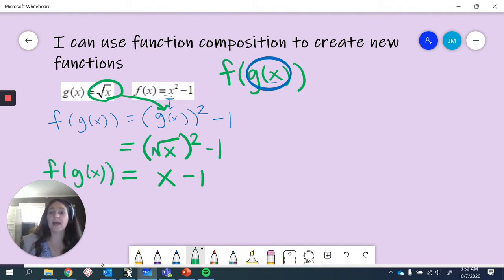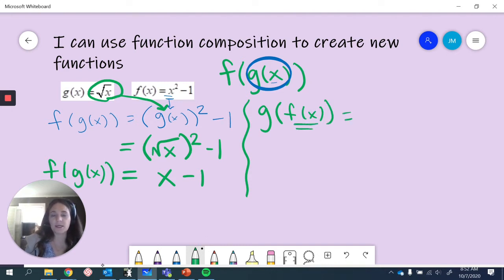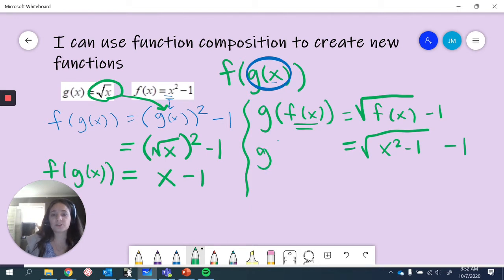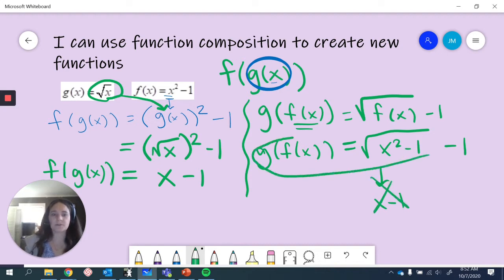Okay, and you can go the other way. You can find g of f of x by taking the entire f function and substituting it in for g. So it would be the square root of f of x minus 1, but f of x is x squared minus 1, minus 1. And this is actually your final answer for this one, because a lot of students think that you can actually simplify the square root of x squared minus 1 into just x minus 1, but that is wrong. You can't do that. Okay, so this would be your final answer.